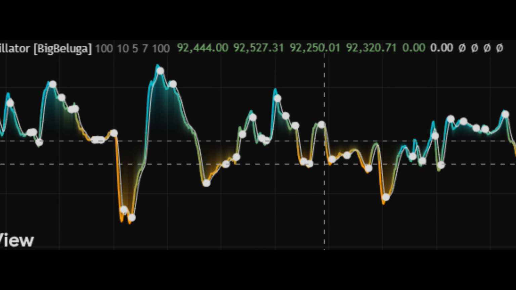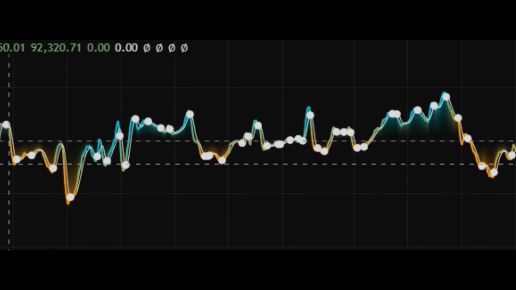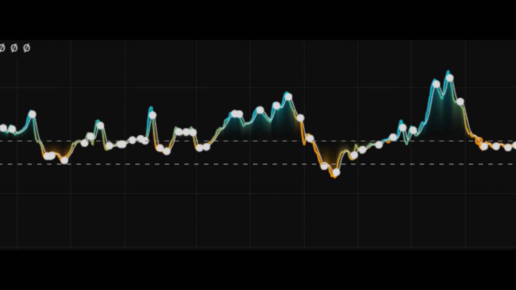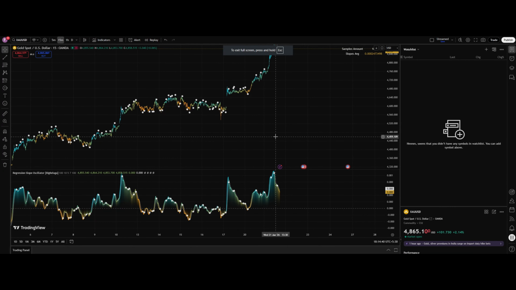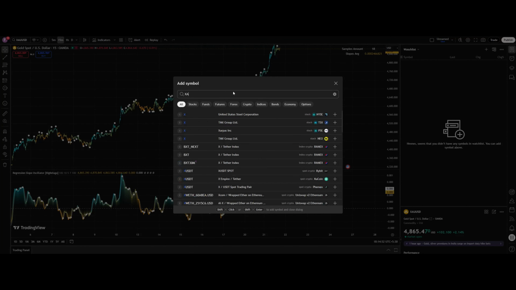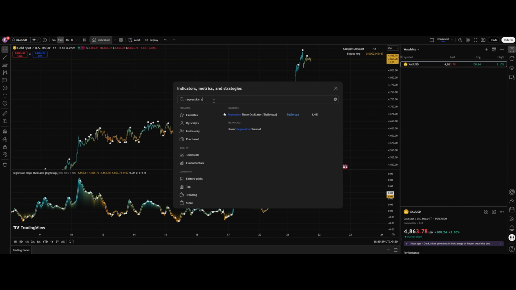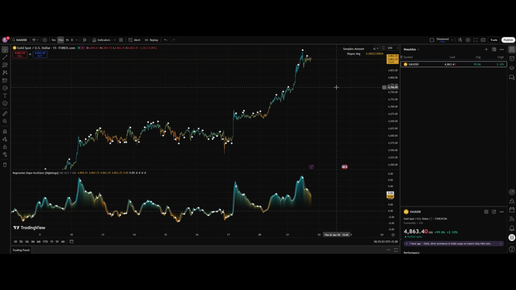Ladies and gentlemen, this regression slope oscillator used to be a premium BIGBELUGA indicator, but it's available on TradingView for everyone to use. Now to get started with this indicator, you want to go to TradingView and then open any trading security that you like in any time frame. For me, I'm going to be using the 15-minute time frame of whipsaws. After that, you want to click on Indicators and type in Regression Slope Oscillator, and you want to select this one by BIGBELUGA. Ladies and gentlemen, this is the all-powerful Regression Slope Oscillator.